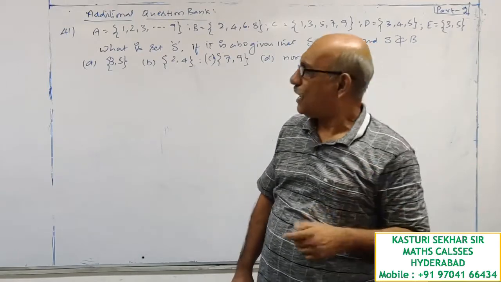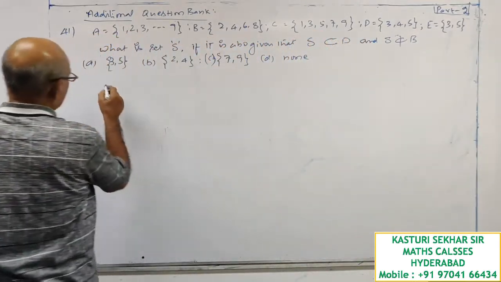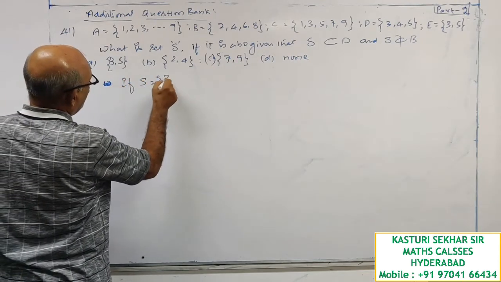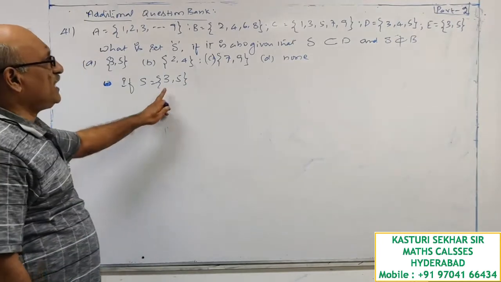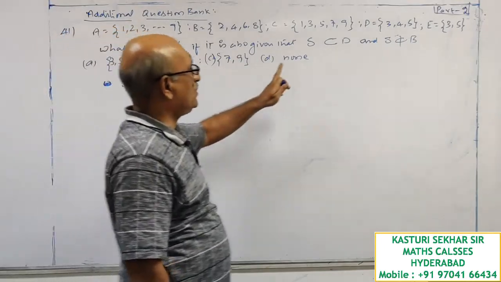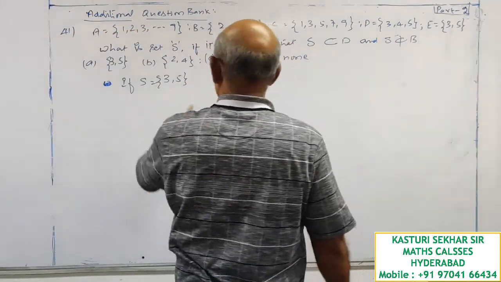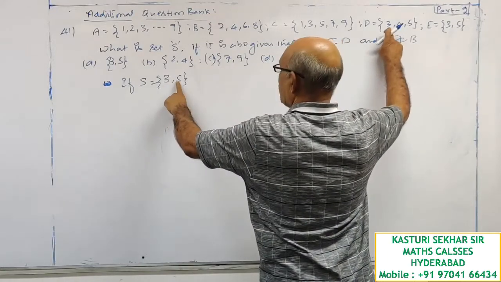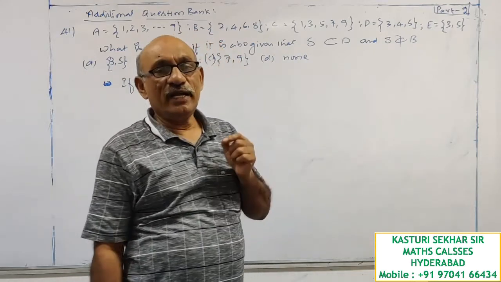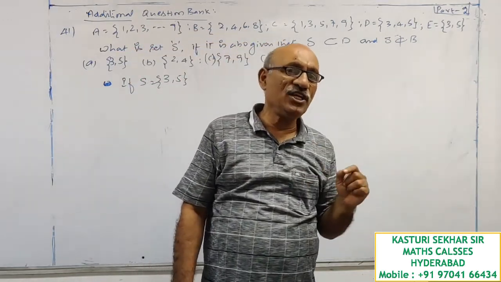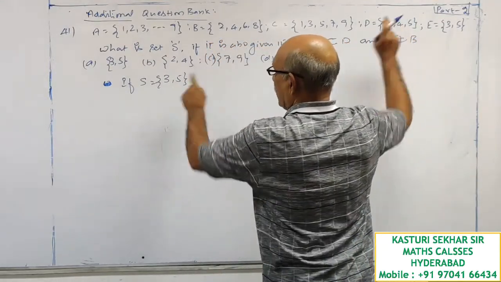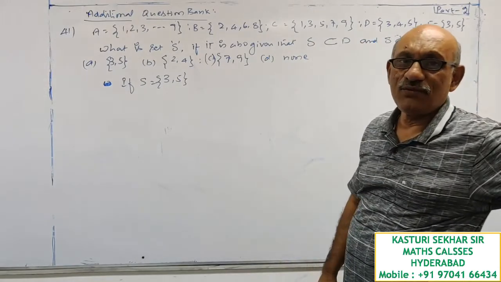You have to verify. Let me take the help of the options. If S is equal to {3, 5}, let us see whether it satisfies the given conditions or not. What is the first condition? Elements of S are in D. 3 is in D, 5 is in D. And it is a proper subset, so D has one additional element which is not in S. D has 4 which is not in S. Therefore the first condition is satisfied.